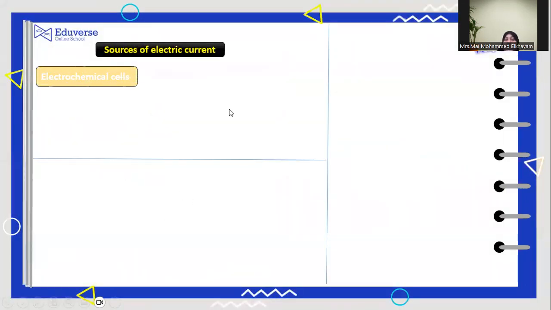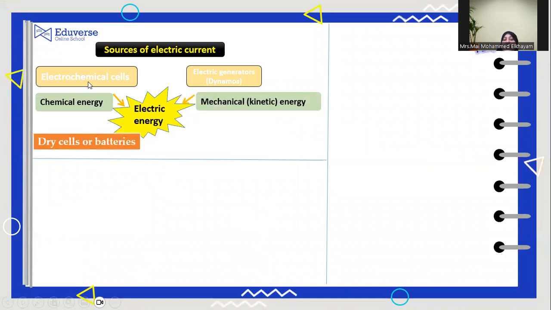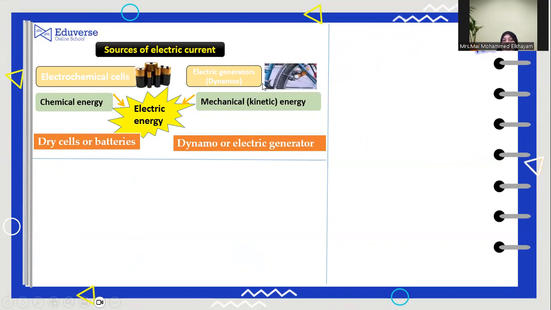Sources of electric current. I have electrochemical cells or electric generators or dynamos. Electrochemical cells, from the name, can convert chemical energy into electric energy. While electric generators or dynamos can convert mechanical or kinetic energy into electric energy. Examples of electrochemical cells are dry cells or batteries, while an example of an electric generator is the dynamo. These are the pictures, and this is the dynamo.